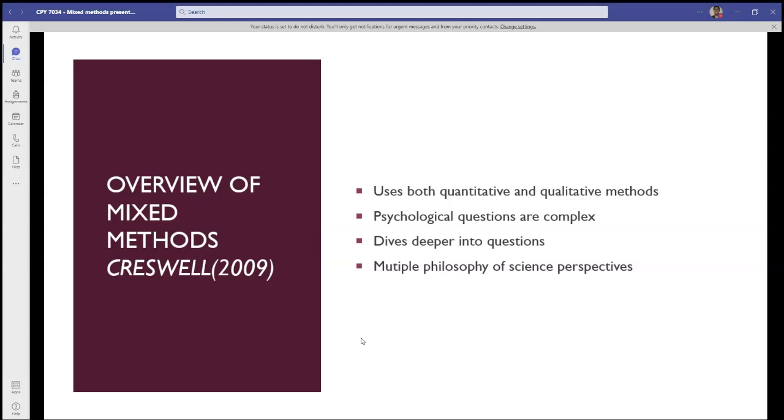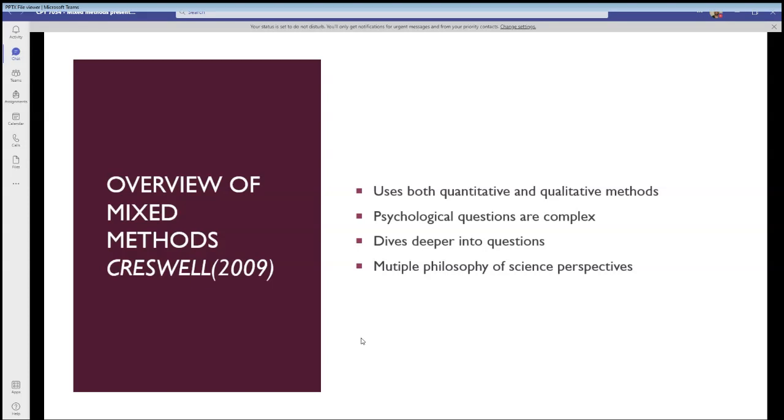And so the thing with mixed methods is it's used because oftentimes questions in the psychological field are complex. We don't always know what we're looking for, especially in psychology, because things aren't necessarily visible. And so mixed methods is great because it helps with that aspect. It also helps dive deeper into questions.